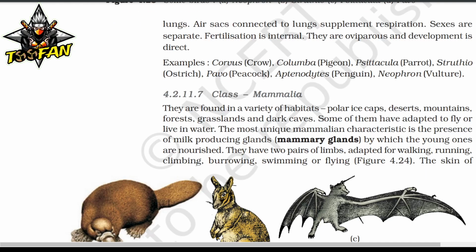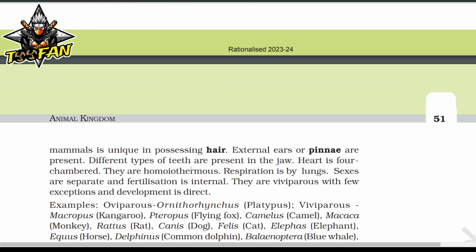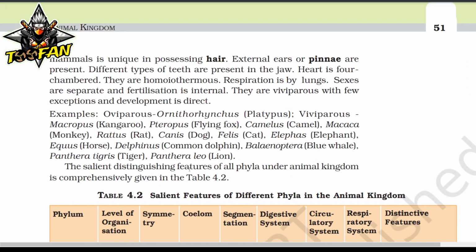Okay, now class Mammalia. They are found in a variety of habitats: polar ice caps, deserts, mountains, forests, grasslands and dark caves. Some of them have adapted to fly or live in water. The most unique mammalian characteristic is the presence of milk-producing glands, that is mammary glands, by which the young ones are nourished. They have 2 pairs of limbs adapted for walking, running, climbing, burrowing, swimming or flying. The skin of mammals is unique in possessing hair.